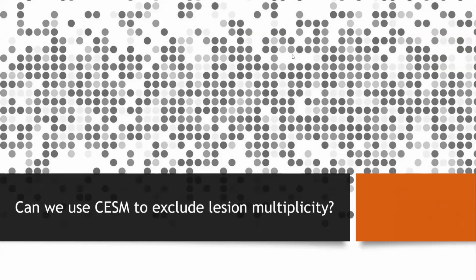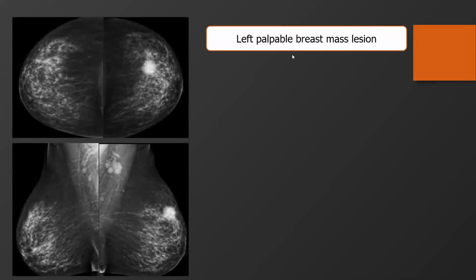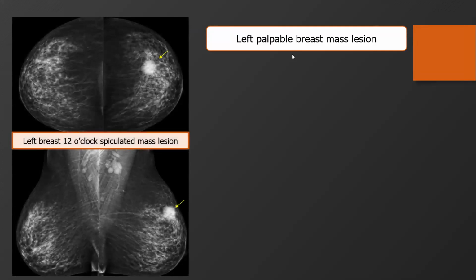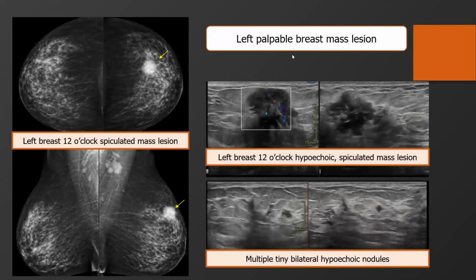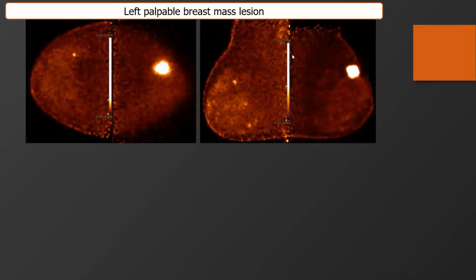Dr. No, can you use contrast mammography to exclude multiplicity? Like it confirms, yes, I will show you some example. This is a patient with left palpable breast mass lesion, and the left breast showed a 12 o'clock spiculated mass lesion confirmed by ultrasound. But there were other multiple tiny bilateral hypoechoic nodules. The PEM showed the left breast mass lesion and other small lesions in the left breast.